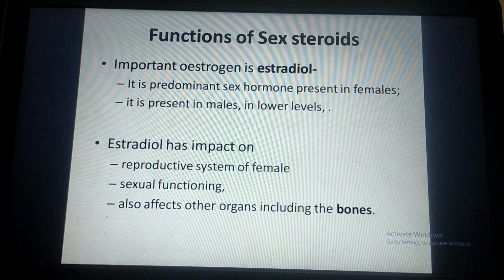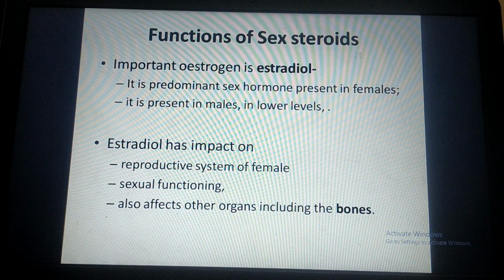Now, functions of sex steroids. Estrogen, the main important estrogen is estradiol. It is a predominant sex hormone present in females. It is also present in males in low levels. Estradiol has impact on reproductive system of female, sexual functioning. It also affects the other organs like bones, where it causes mineralization.